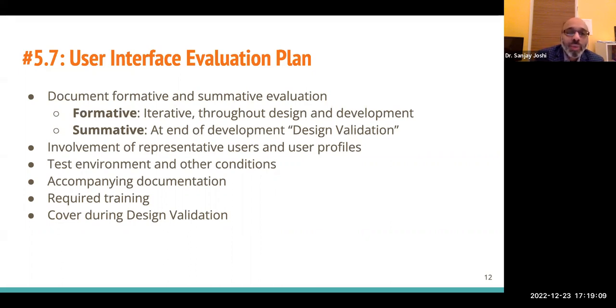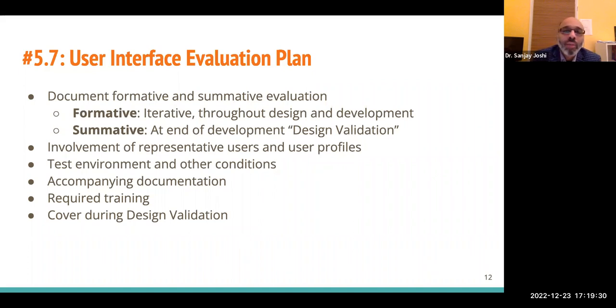And when you finish the project, the second kind of evaluation you do is called summative, and we typically call it design validation. Both these evaluations need to involve your representative users. They don't have to be exactly the end users, but whoever the users are, the profile needs to be documented.